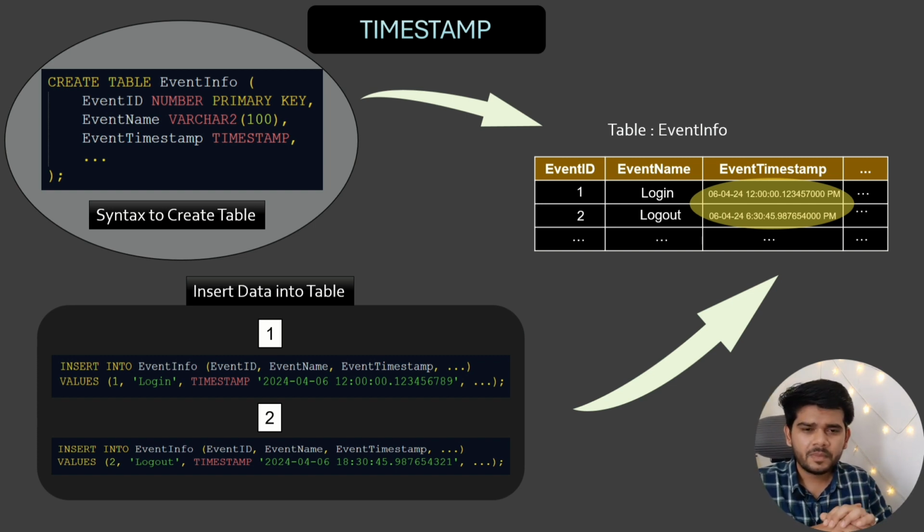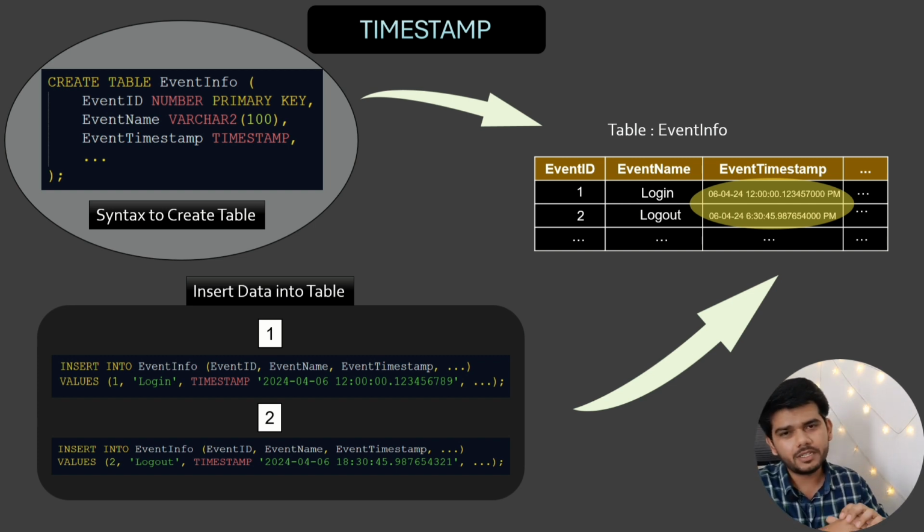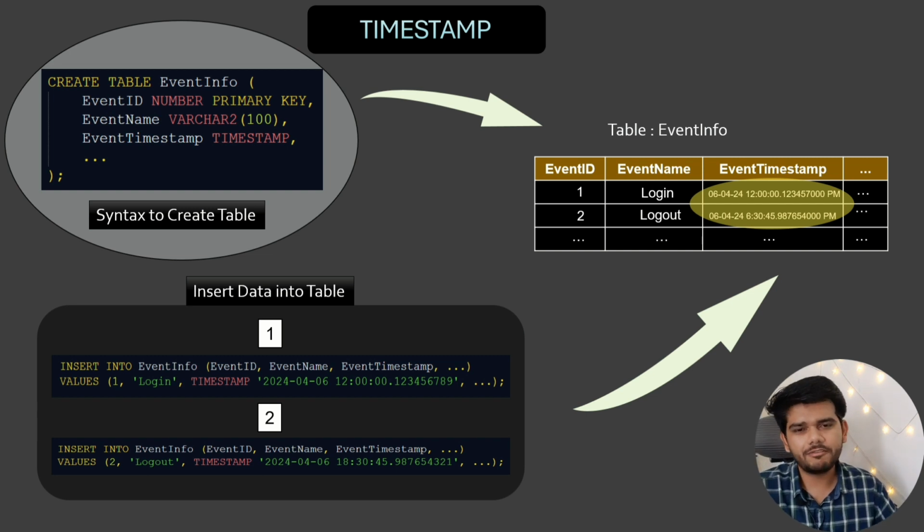In conclusion, understanding the different data types available in SQL is essential for effectively designing and managing databases. By selecting the appropriate data type for each column in your database table, you can ensure integrity, optimize storage, and improve query performance as well.